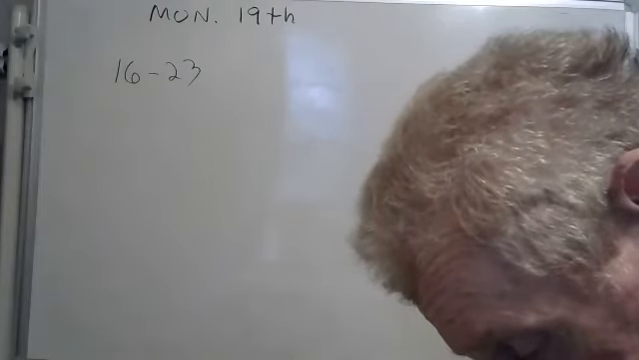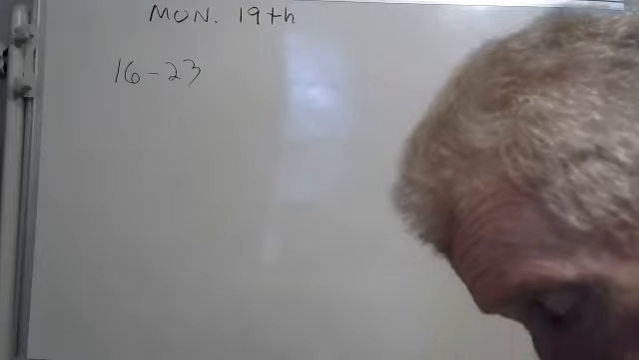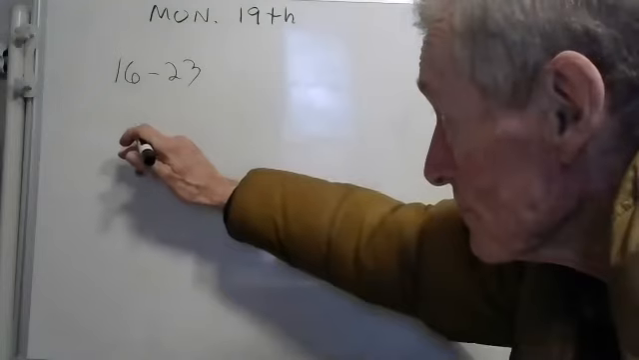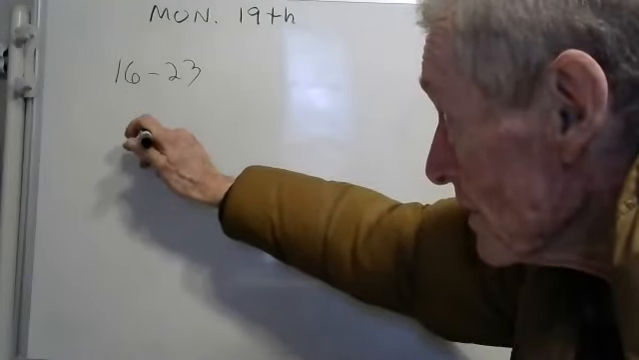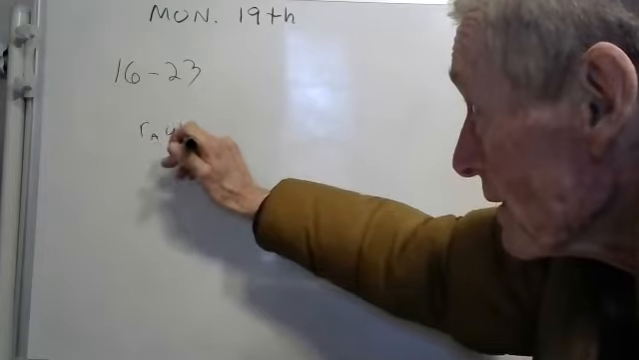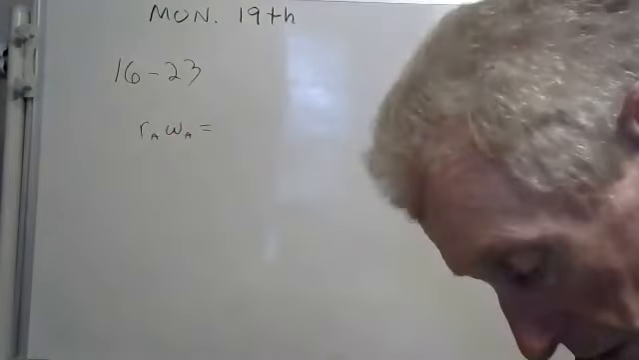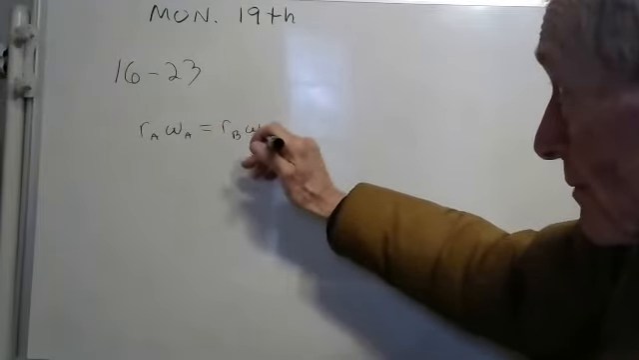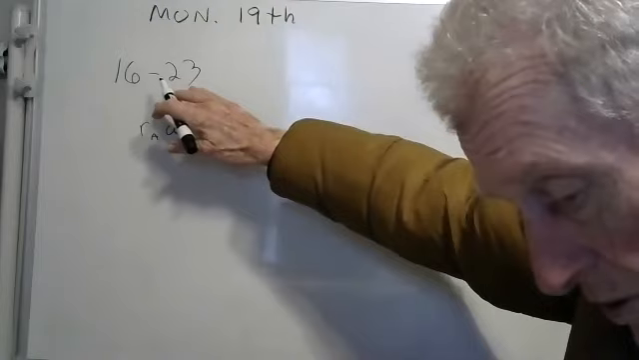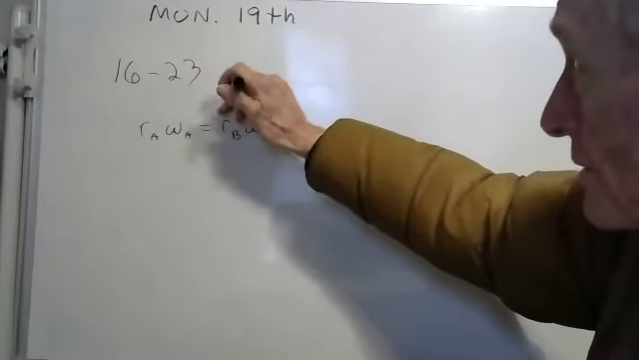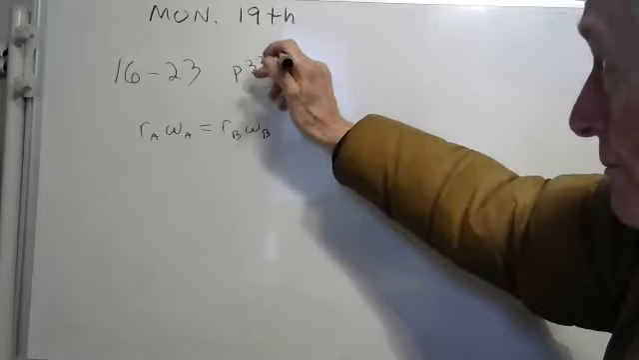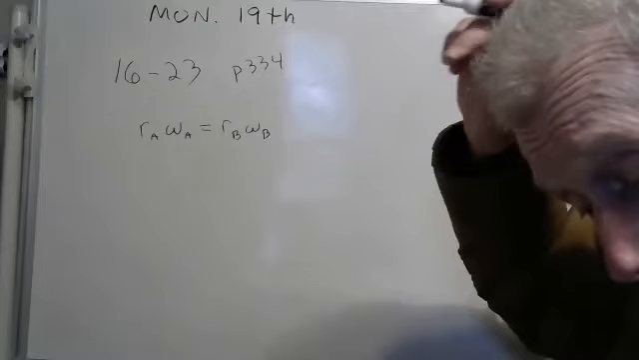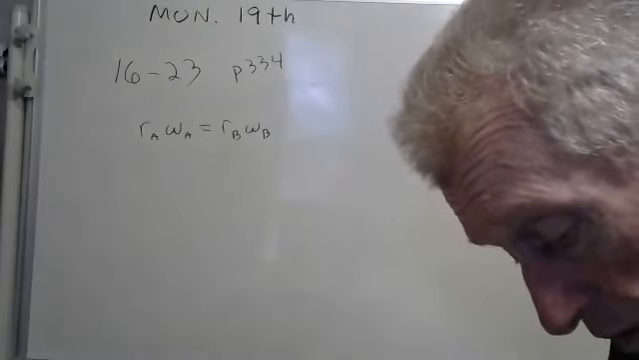Okay. Now here's the plan. R_A omega_A is going to have to equal R_B omega_B. I'm looking at problem 16-23. It's on page 334. This is the dirty little secret of solving gears.